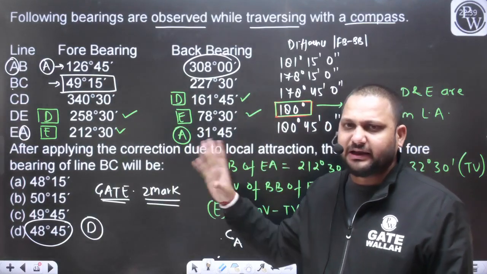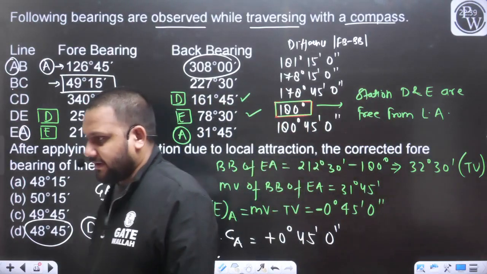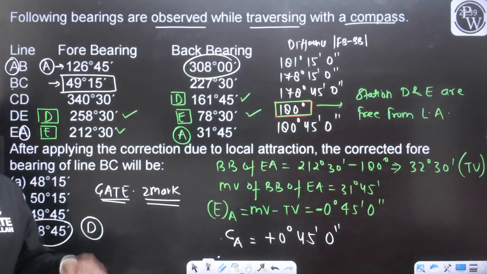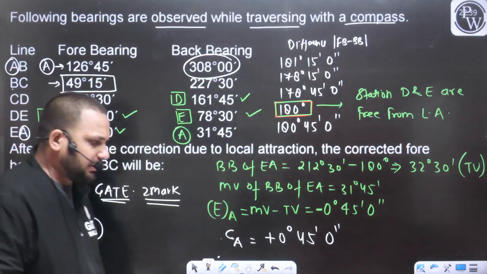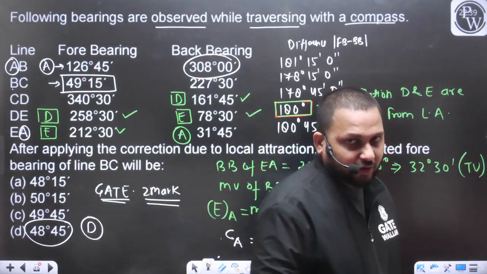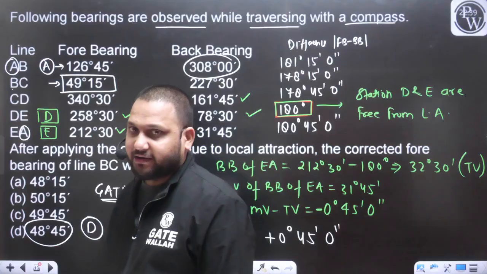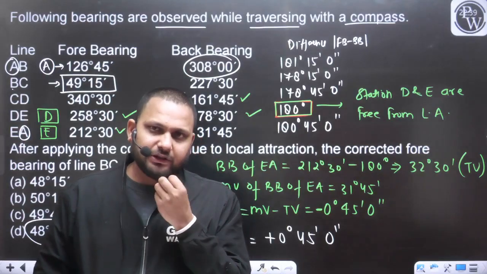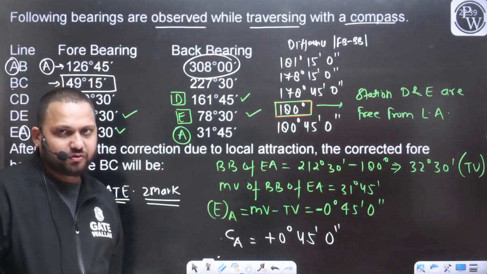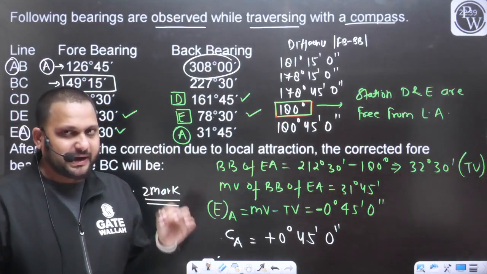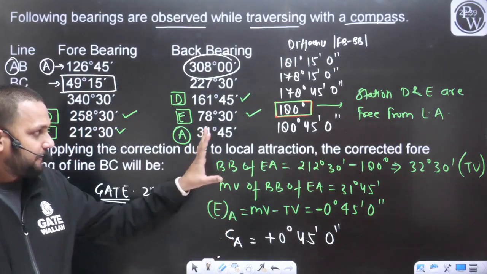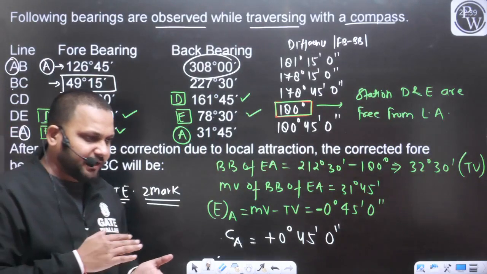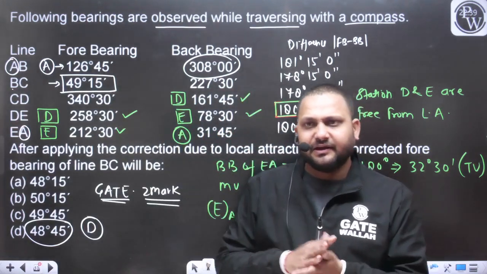So we need not use any formula here, but with the help of all the basic concepts and observation, we can solve any problem related to local attraction. All the basic things that we have used to solve this question: with the help of the difference of the forebearing and back bearing, we found which stations are not affected by local attraction, and the difference of the forebearing and back bearing of any line is equal to 180 degree.